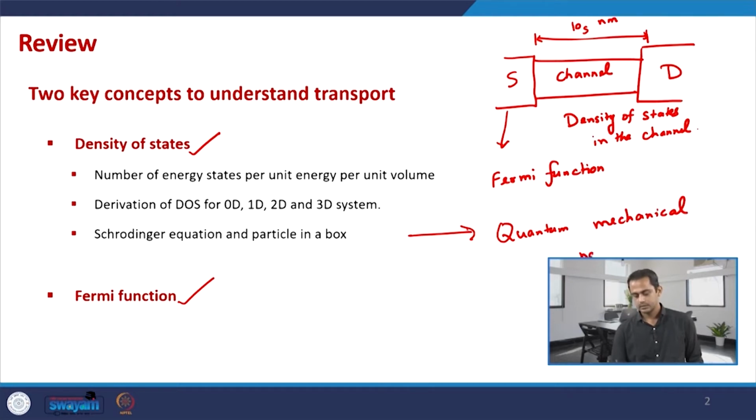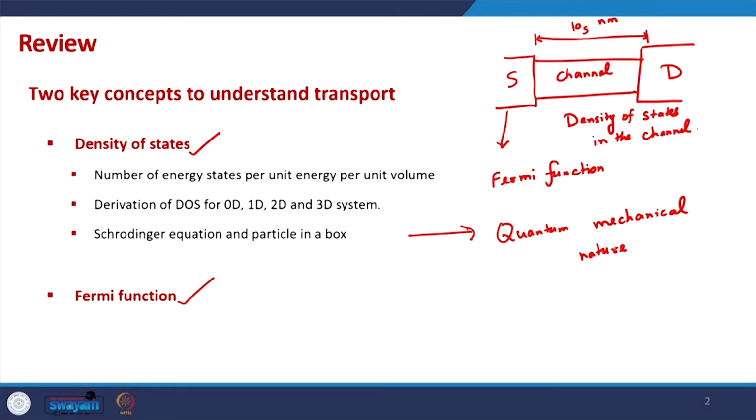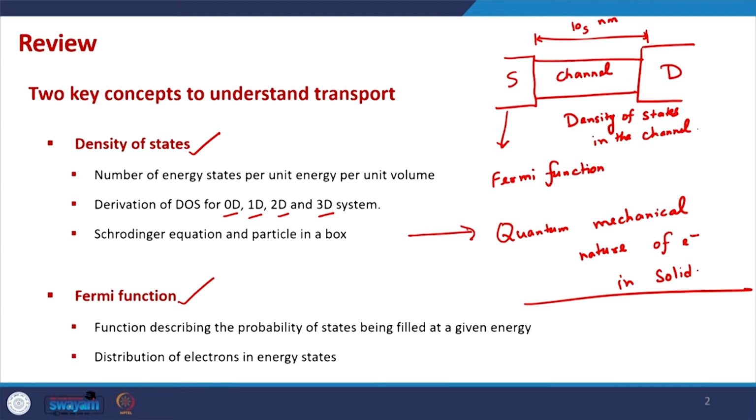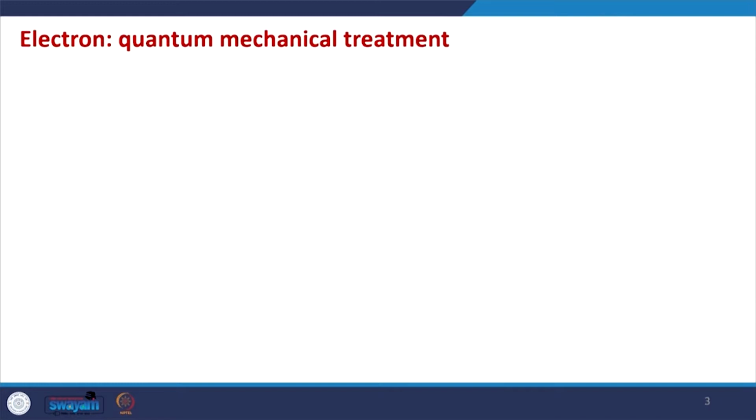The stepping stone in understanding the density of states would be to understand the quantum mechanical nature of electrons in solids. That is what we will try to develop in the coming couple of lectures. Once we have a quantum mechanical understanding of electrons in solids, we will see how we can extend that concept to derive the density of states for 0D, 1D, 2D and 3D systems, in all kinds of systems basically. The Fermi function comes from statistics and is relatively easier to understand. We will take this up after understanding the density of states. So first things first, let us begin with the basic understanding of the quantum mechanical nature of electrons in solids.